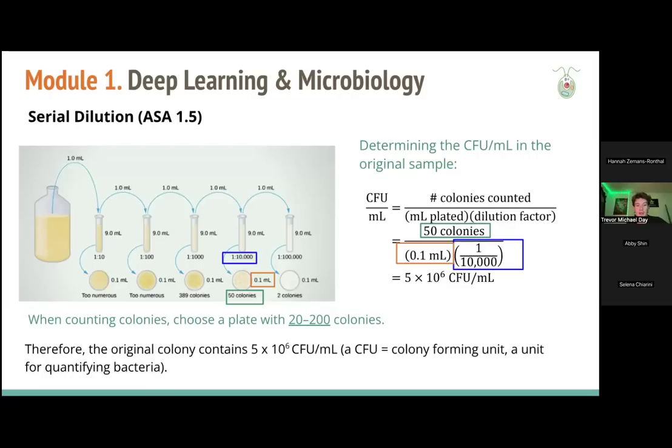That is the concentration of the original culture shown all the way to the left on this schematic in the big beaker. Just important to note, for those of you who might be unfamiliar or need a refresher, CFU stands for colony forming unit. For this class, all you essentially need to know is that it's a unit for quantifying the amount of bacteria in a sample. Let's go to the next slide.